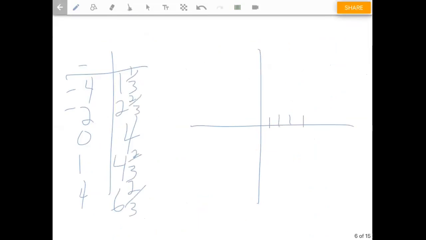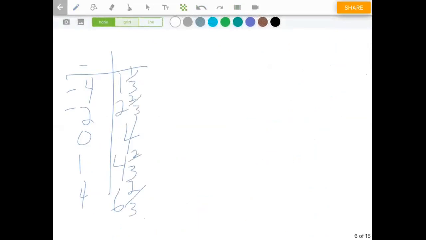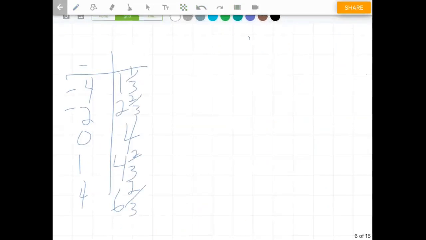Now you should really do this on graph paper. Actually, you know what? Let me change it to a grid. So there. So we can plot these points.